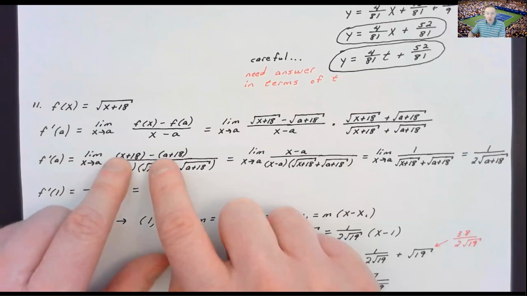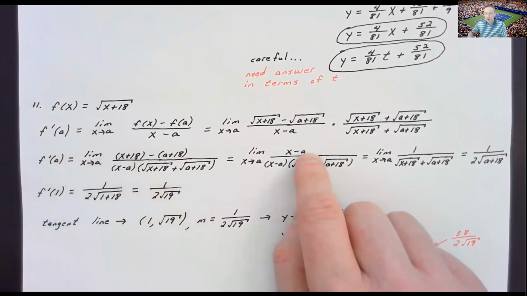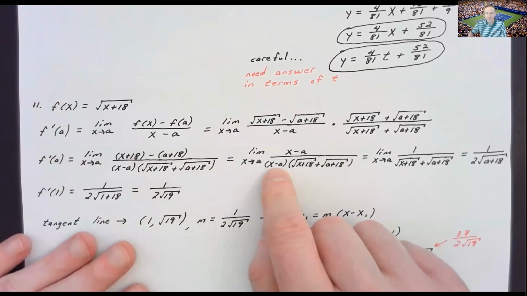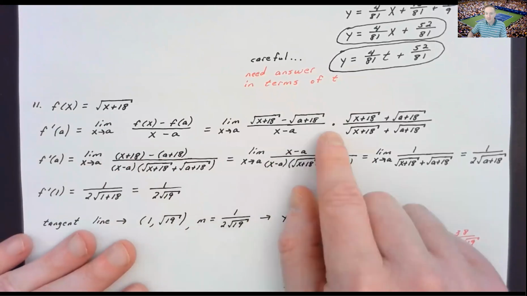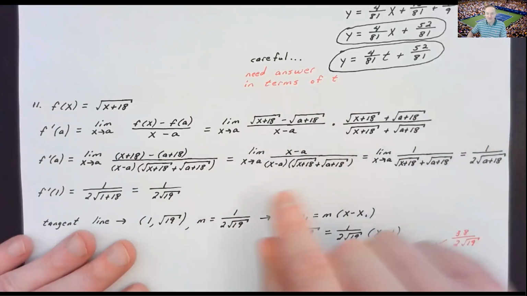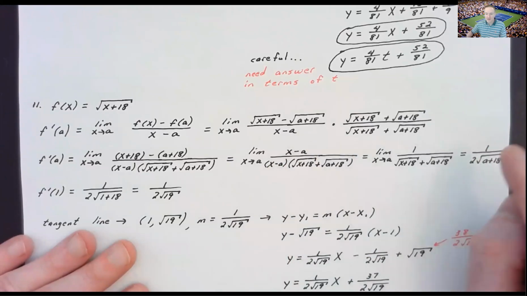And I can see, gorgeous, I'm going to have an x minus a remaining in my numerator, which is gorgeous because that's going to cancel out that x minus a that I needed to cancel out in the denominator. So in this step, the x minus a goes away.